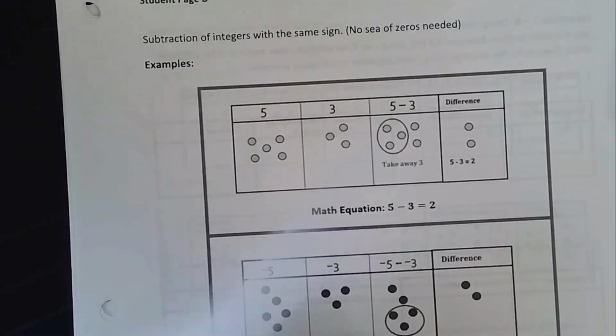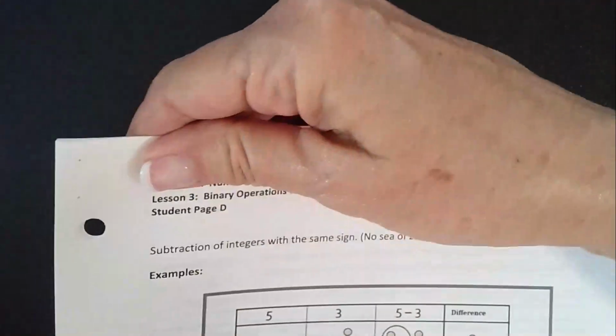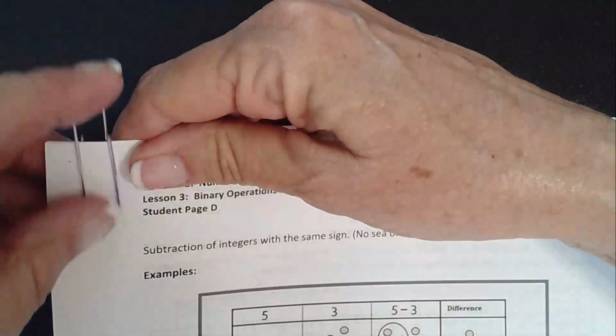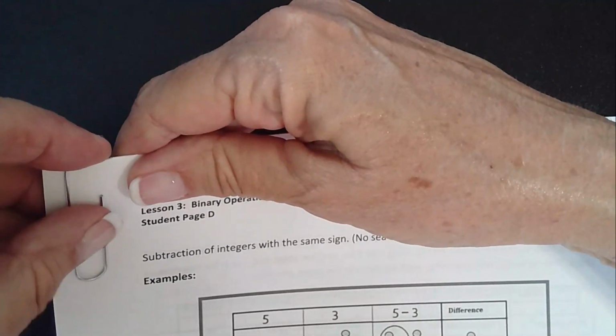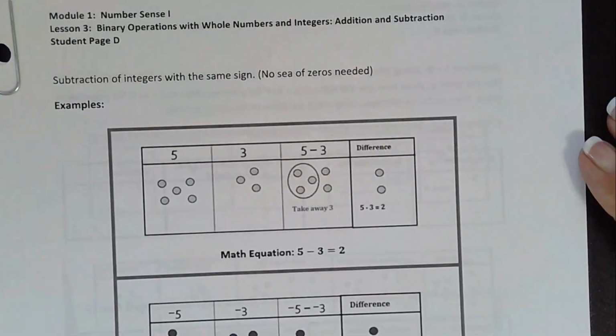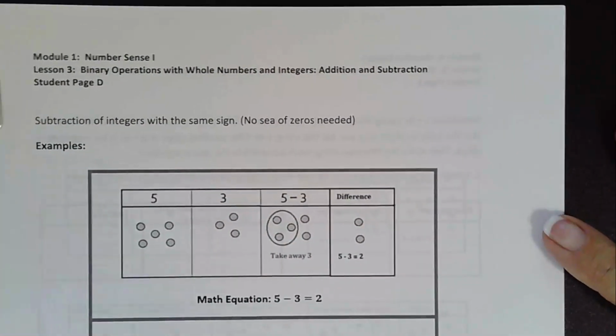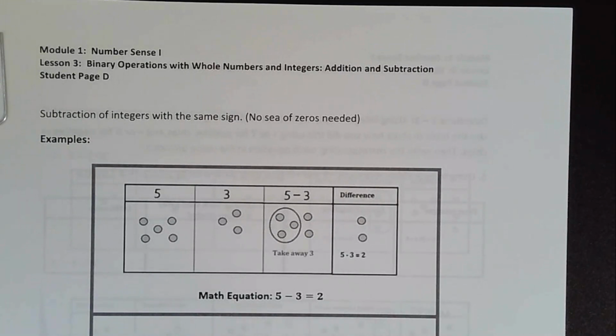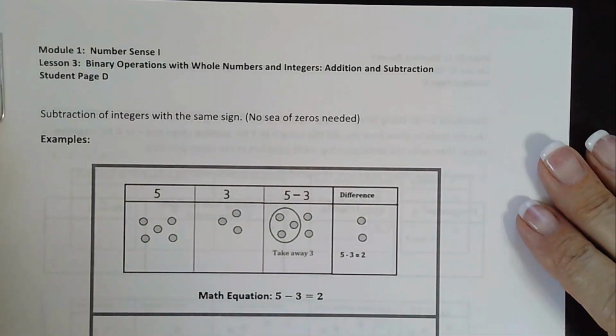Okay, so let's go to the next page. I don't use the pictures so much like they do in this. They have this thing called, I don't know, sea of zeros or something like that. So I just make every subtraction problem an addition problem and do it the exact same way. Why do I do that? Because isn't it easier for you to remember one set of rules?